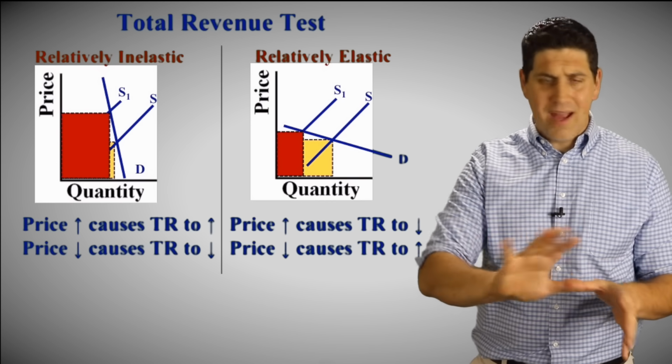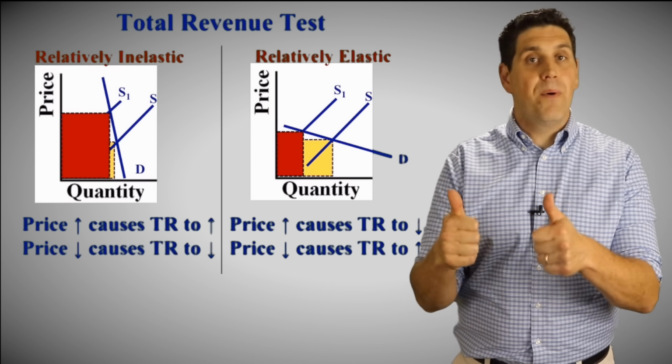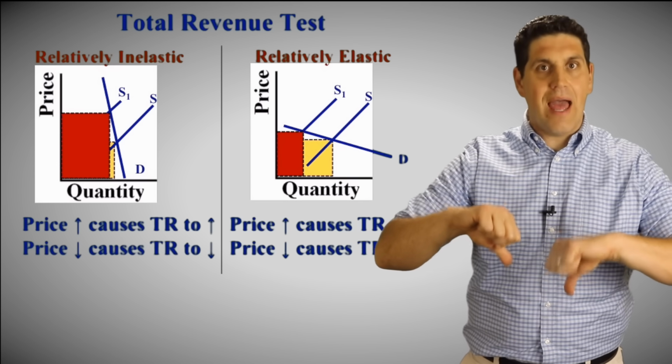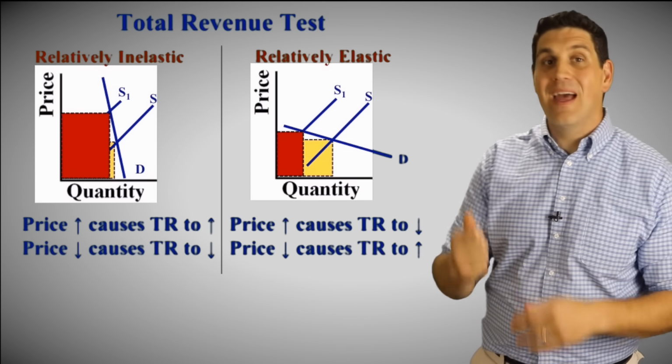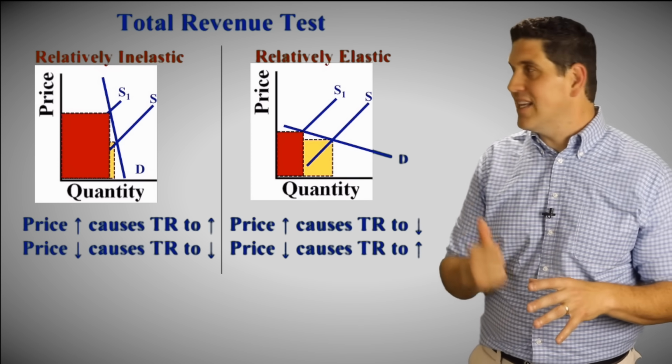Don't worry about supply here; it doesn't work with supply. The idea is if price goes up and total revenue goes up, that means the demand must be inelastic. If price goes down and total revenue goes down, then it must be inelastic. Now, if price goes up and the total revenue goes down, that means it's elastic. And it has to do with the size of this box here.